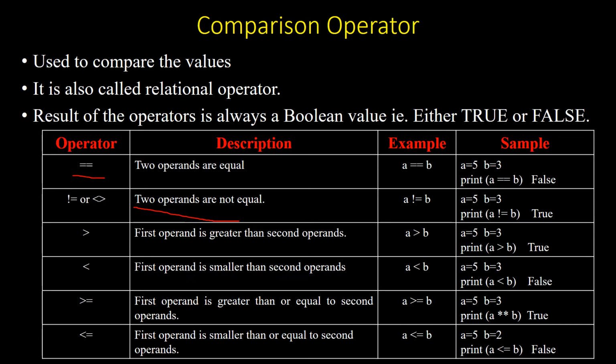The next one is greater than. It checks whether the first operand is greater than the second operand, that is, a is greater than b. The next one is the less than operator. The first operand is smaller than the second operand, that is, a is less than b. Greater than or equal to checks whether the first operand is greater than or equal to the second operand, that is, a greater than or equal to b. The next one is less than or equal to, which checks whether the first operand is smaller than or equal to the second operand, that is, a less than or equal to b.